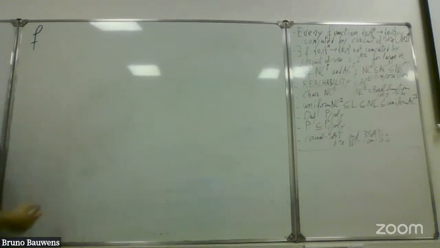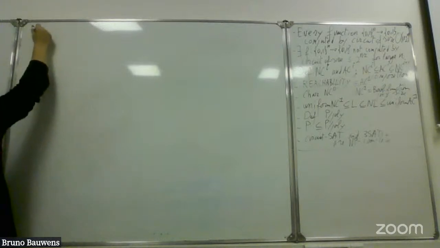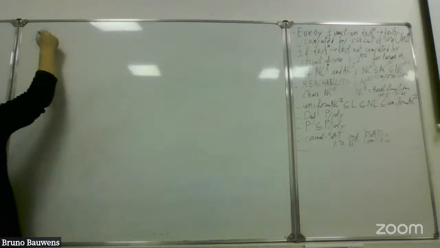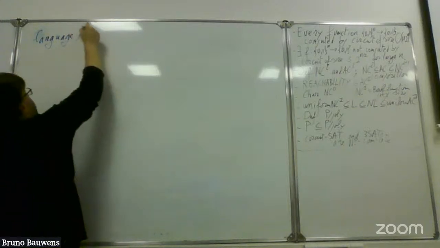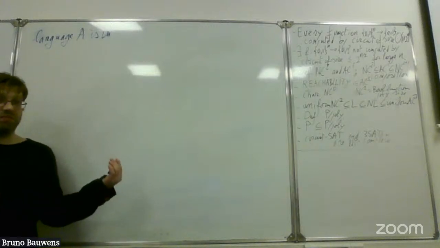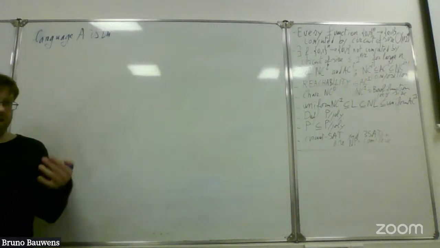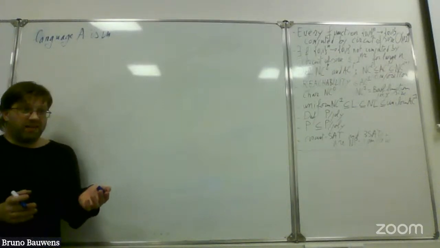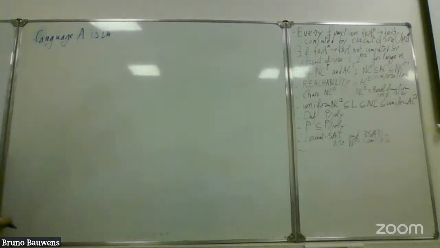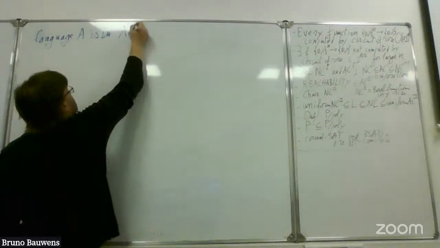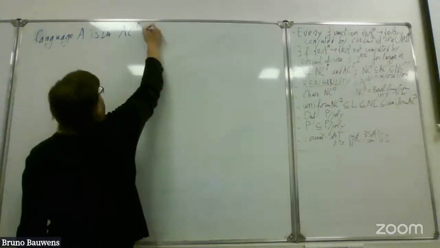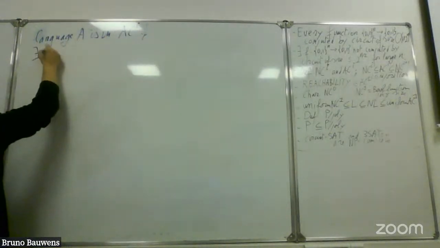So we say that language A is in NC^i if it is solved by circuits of logarithmic depth, log n to the power i, and polynomial size. Language A is in AC^i, and this is with unbounded fan-in, if there exist circuits.